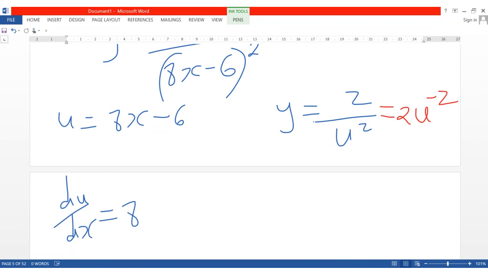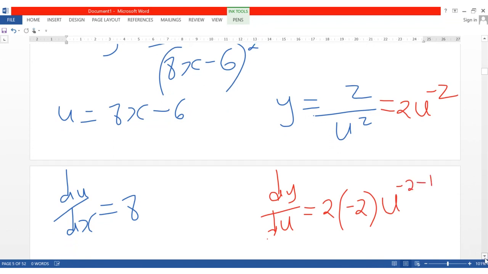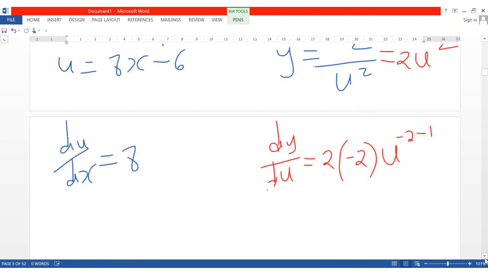So now I differentiate. dy over du: I have a 2, the power comes down, negative 2, and then I reduce the power by 1, negative 2 minus 1. What is negative 2 minus 1? So I get negative 4u to the negative 3.